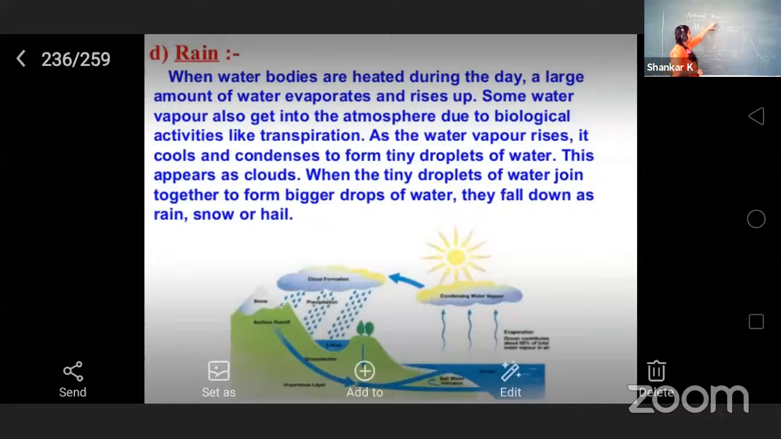So when these clouds become heavy with big water droplets, you can see ice also. These big droplets are like big ice. When they fall from the cloud to here, they become small water droplets. They fall down as rain. They may not fall only as rain; they also fall as snow or hail. This is about the rain. The rain is also a natural resource.